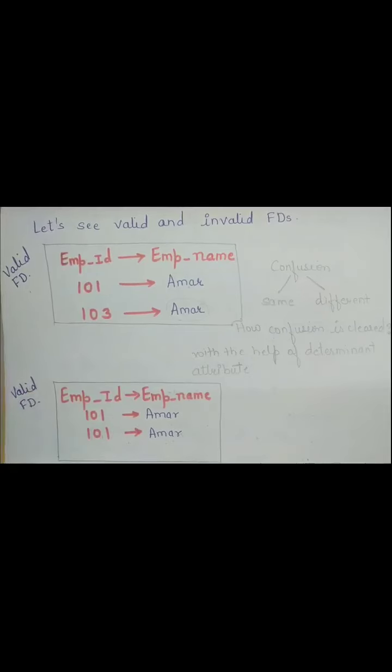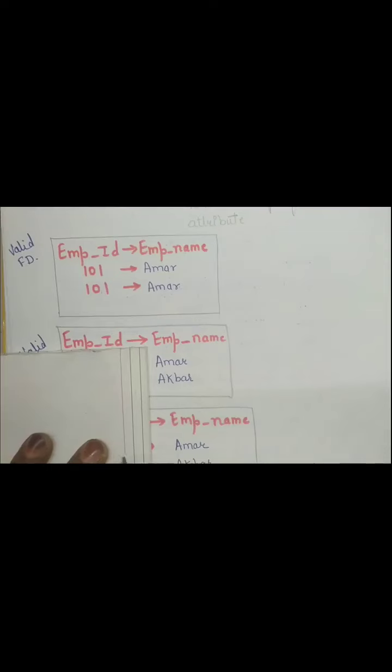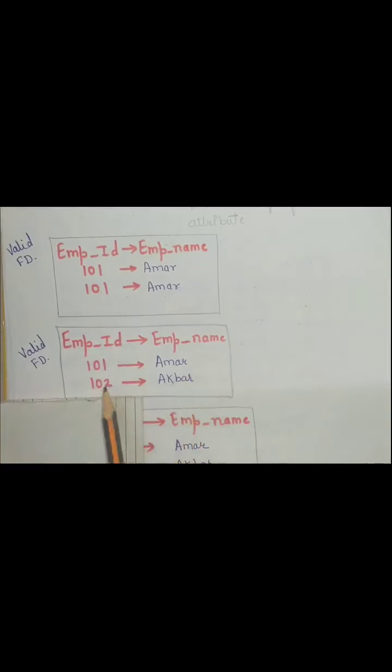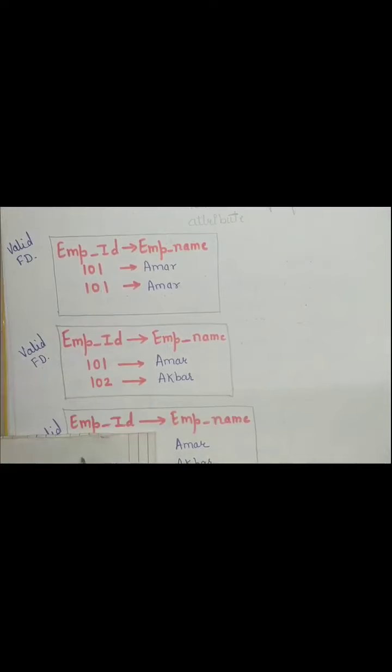Okay. Next. Now see the next case over here. Again employee ID determines employee name. Again here I am having values like Amar and Akbar. Since the names are different, there is no confusion. Obviously the names are different, right? So here let's see what is the employee ID over here. You can see 101 determines Amar and 102 determines Akbar, right? So this is a valid functional dependency. Clear?